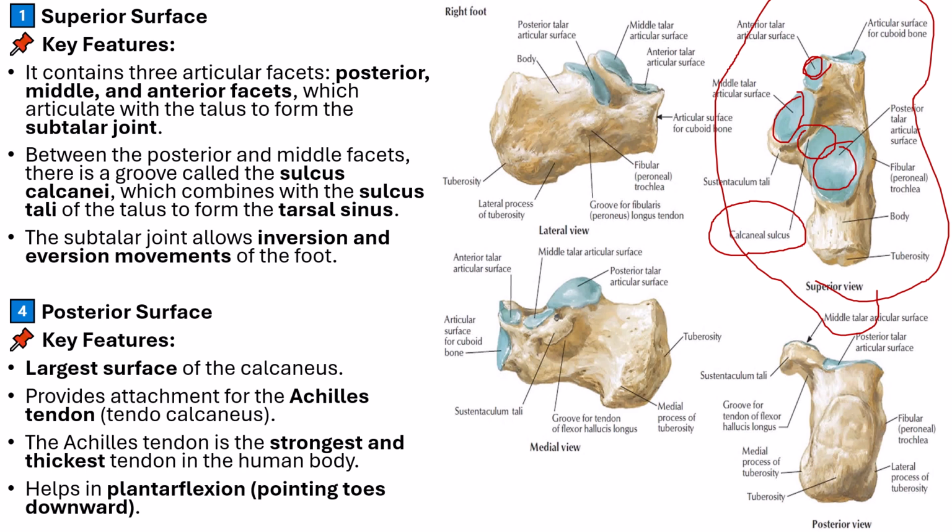After the superior one, we will come to the posterior view. Beneath the superior view, there is the posterior view. The posterior surface is the largest part of the calcaneus and serves as the attachment site for the Achilles tendon. In the posterior surface, the one major role is to provide attachment to the Achilles tendon, which is the strongest tendon in our body. This tendon is essential for plantar flexion and helps us while walking, running and jumping effectively.